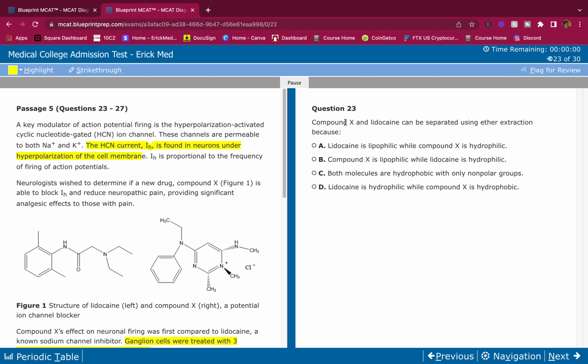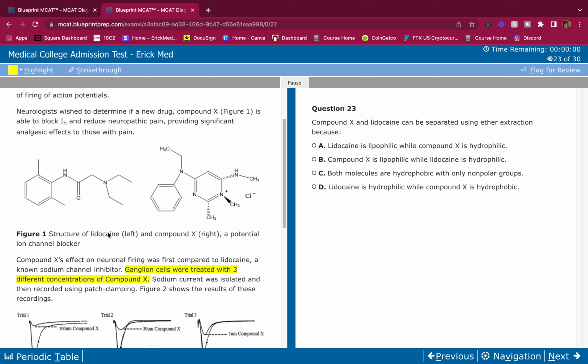Compound X and lidocaine can be separated using either extraction because. This is content review here. You're going to have the organic layer and the water layer. Ether dissolves the organic layer. So one of them is going to be lipophilic and one hydrophilic.